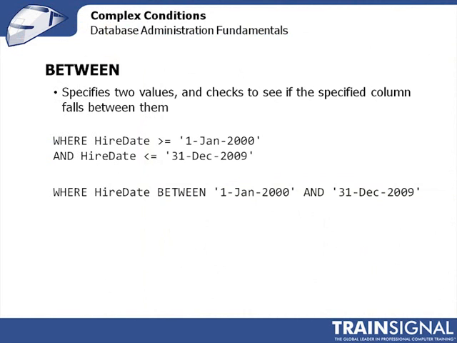The between operator specifies two values and checks to see if the specified column falls between them. For example, instead of saying where hire date is greater than or equal to the 1st of January 2000 and the hire date is less than or equal to the 31st of December 2009, you could say where hire date between those two values. Notice that this is a slightly different use of the keyword and. In this context, between the two values of a between operator, it is not acting as a Boolean operator.